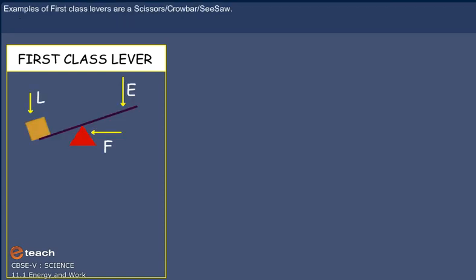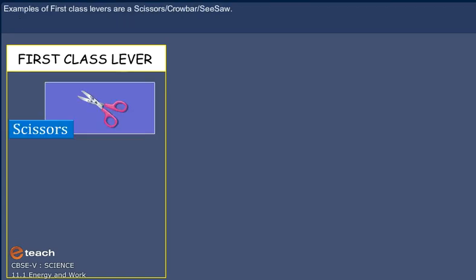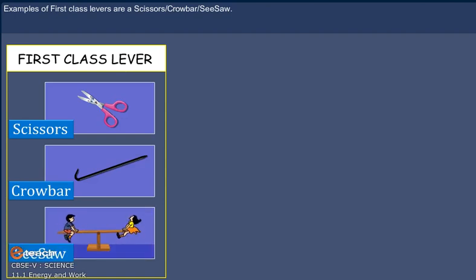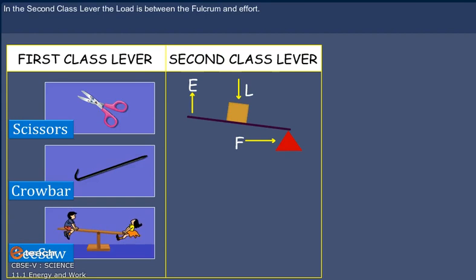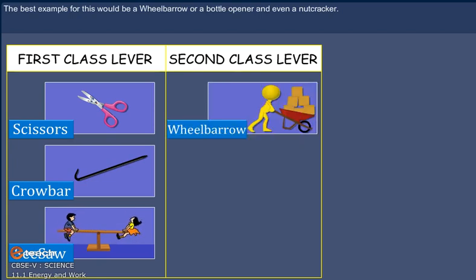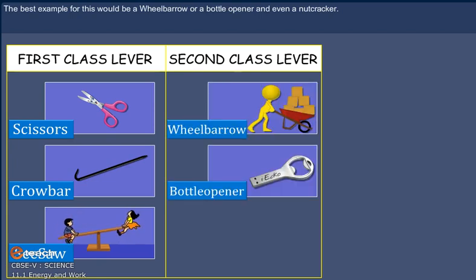Examples of first-class levers are a scissors, crowbar, and seesaw. In the second-class lever, the load is between the fulcrum and effort. The best example for this would be a wheelbarrow or a bottle opener and even a nutcracker.